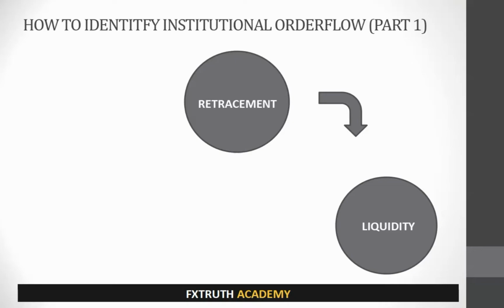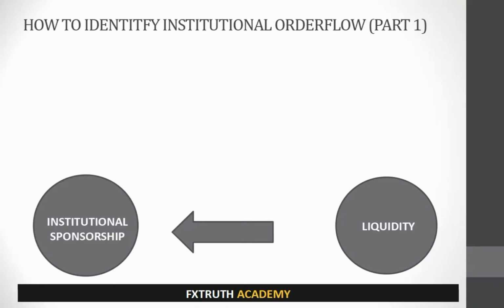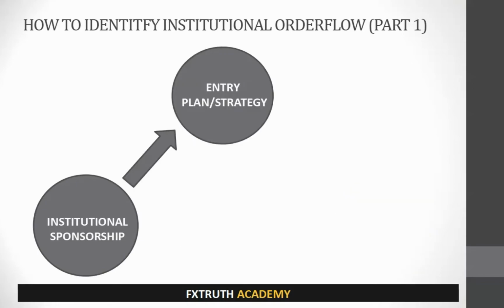You understand? So once it taps into this liquidity and doesn't take out the previous low of the former liquidity, then it tells us, okay, that there is what? Institutional sponsorship in the marketplace. So a quick response from this new area of liquidity caused by this retracement will tell us that there is an institutional sponsorship in the marketplace. And after that, once we have identified that there's an institutional sponsorship in the marketplace, the next thing we want to do is start pulling out our entry plan, our entry strategy.